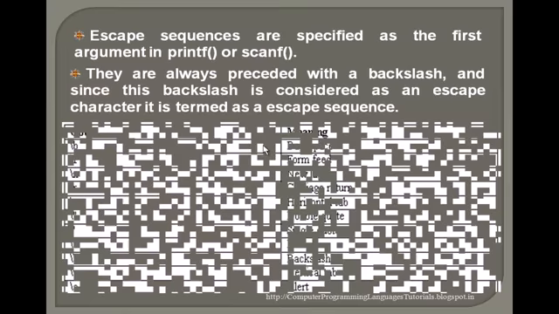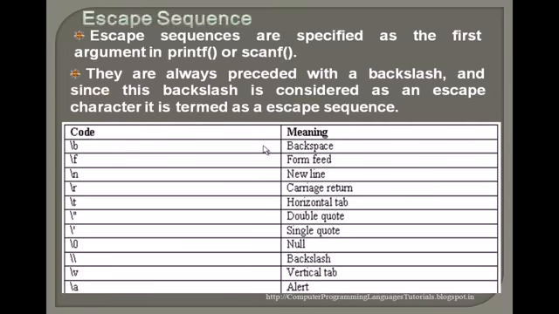Here we have some escape sequences, which have special meanings. For example, slash n is used for new line, slash 0 for null character, slash t for horizontal tab. All these sequences are useful while we perform the program. Mostly we use slash n, slash t, slash 0.